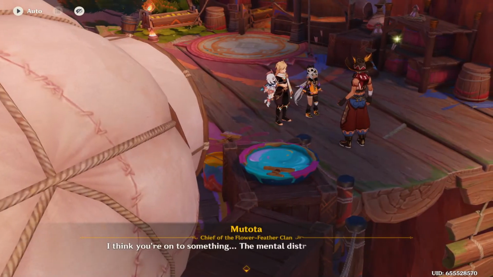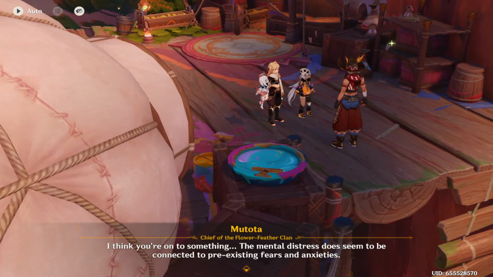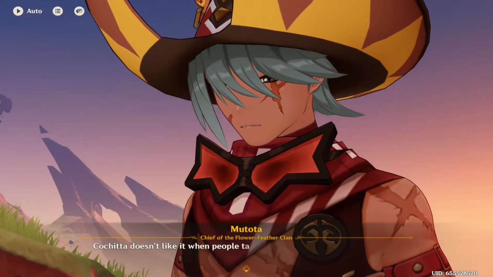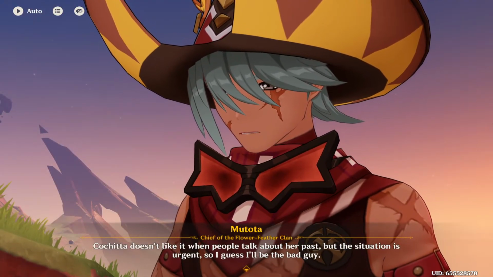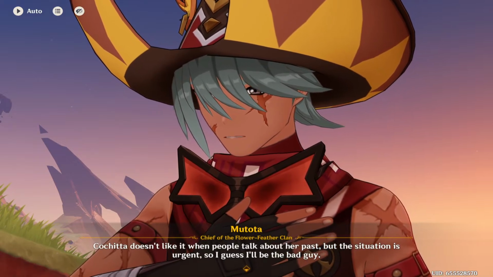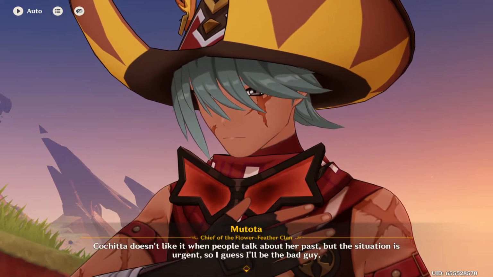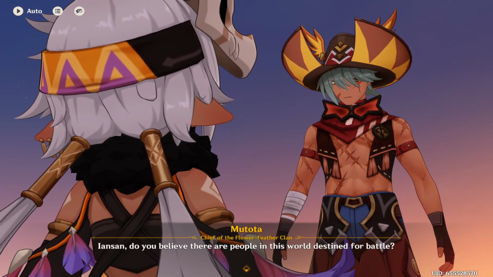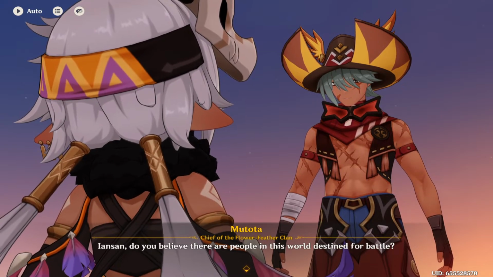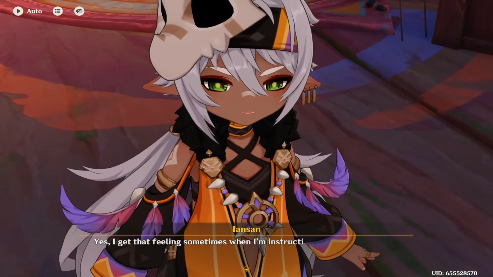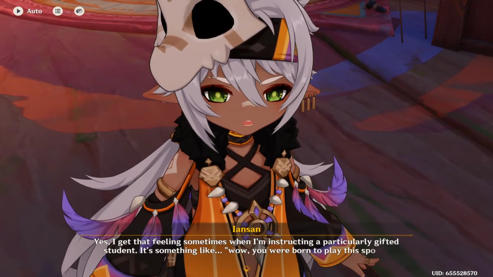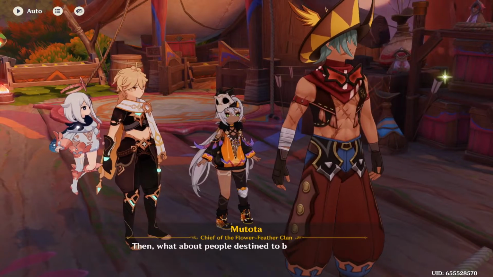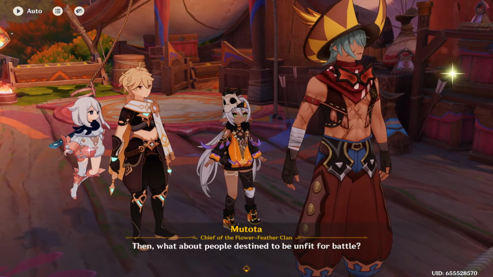I think you're onto something. The mental distress does seem to be connected to pre-existing fears and anxieties. Kochita doesn't like it when people talk about her past. But the situation is urgent. So, I guess I'll be the bad guy. Ion-san, do you believe there are people in this world destined for battle? Then, what about people destined to be unfit for battle?